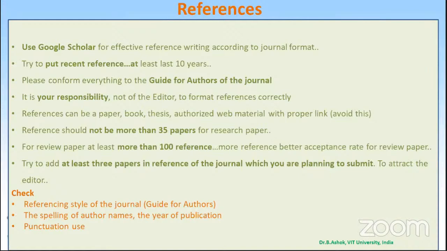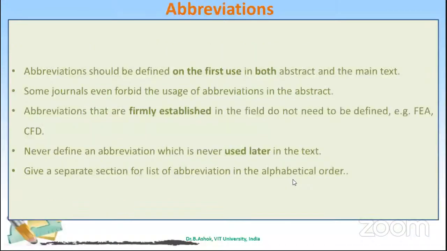What is option 3? And more importantly, you should include a minimum of 3 or 4 references from the journal where you are going to upload. So that is another important thing. Minimum 3 to 4 papers from the particular journal you are planning to upload to, so that at least 3 papers in the reference are from the journal you are planning to submit. This will attract the editor. So reference styling, punctuation use, spelling, and author names also need to be taken care of.